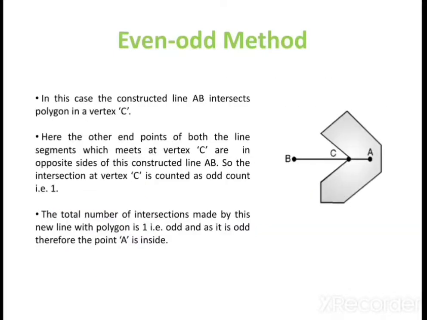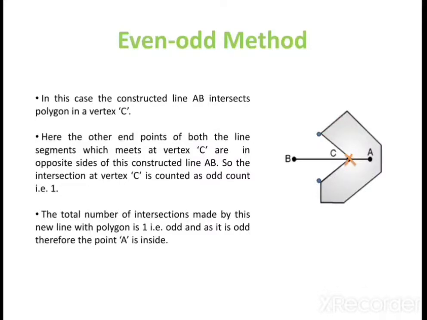So in this case we constructed line AB that intersects the polygon vertex at C. You can see here the intersection point is C. Here the other endpoints of both the line segments which meet at vertex C are on opposite sides. You can see here both points are on the opposite side of line AB, right. This is line 1 passing through the intersection point, and this is line 2 passing through the intersection point. So we have to find the other endpoints of those lines, and we can see here the other endpoints are on the opposite side. That is why we can count it as an odd count.